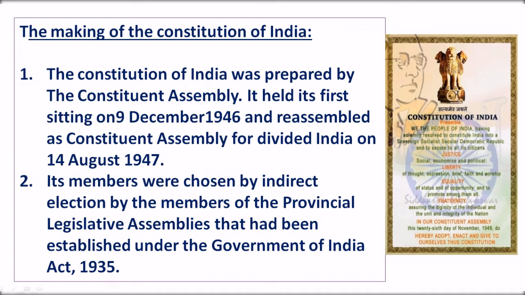The making of the Constitution of India. The Constitution of India was prepared by the Constituent Assembly. It held its first sitting on 9 December 1946 and reassembled as the Constituent Assembly for Divided India on 14 August 1947. Its members were chosen by indirect election by the members of the Provincial Legislative Assemblies that had been established under the Government of India Act 1935.